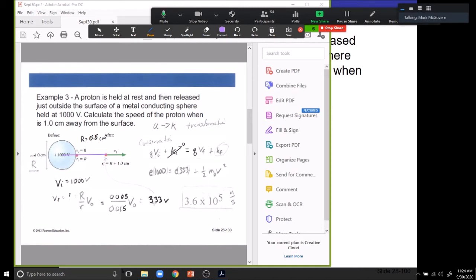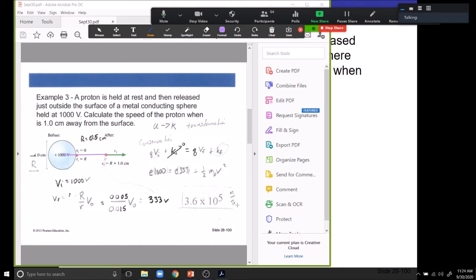Anyway, if we get 333 volts, that's the potential out here. So we know the potential difference. The potential difference is 667. But I'm going to put everything in here. The charge is a proton's charge, which is the fundamental charge. And we solve for a velocity here. Make sure you put in the correct mass for the proton, 1.67 times 10 to the minus 27 kilograms. And we end up with a speed of 3.67 times 10 to the 5th meters per second.